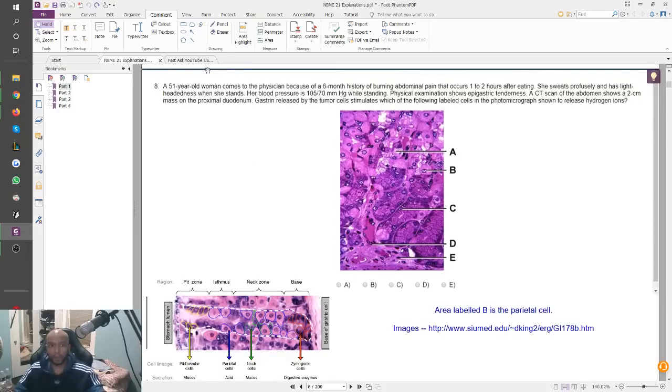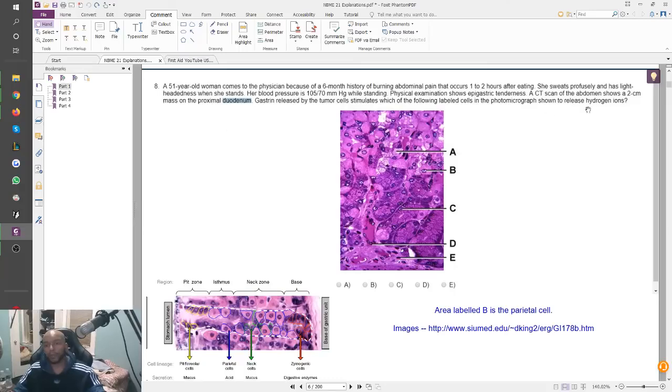You read the question: a 51-year-old woman comes to the physician because of a 6-month history of burning abdominal pain that occurs 1 to 2 hours after eating. She sweats profusely and has lightheadedness when she stands. Her blood pressure is pretty low while standing. Physical exam shows epigastric tenderness. CT scan of the abdomen shows a 2 centimeter mass on the proximal duodenum. Right, so a duodenal mass. Gastrin, released by the tumor cells, stimulates which of the following labeled cells in the photomicrograph to release hydrogen ions?